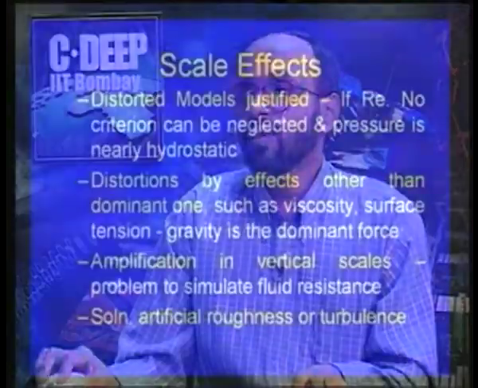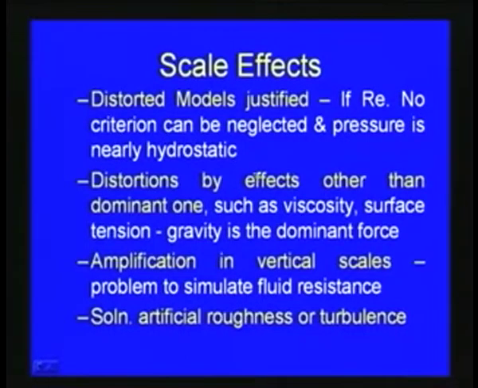Some of the cases where distorted models are justified I have mentioned here. For example, if the Reynolds number criteria can be neglected and pressure is nearly hydrostatic, like what we have seen in shallow water flow problems, estuary problems or river problems. Here we assume that the pressure variation is nearly hydrostatic and the Reynolds number criteria can be neglected, and the effects other than the dominant one, such as viscosity and surface tension, we can neglect, and gravity is the dominant force. So, this is another case where we can justify a distorted model.